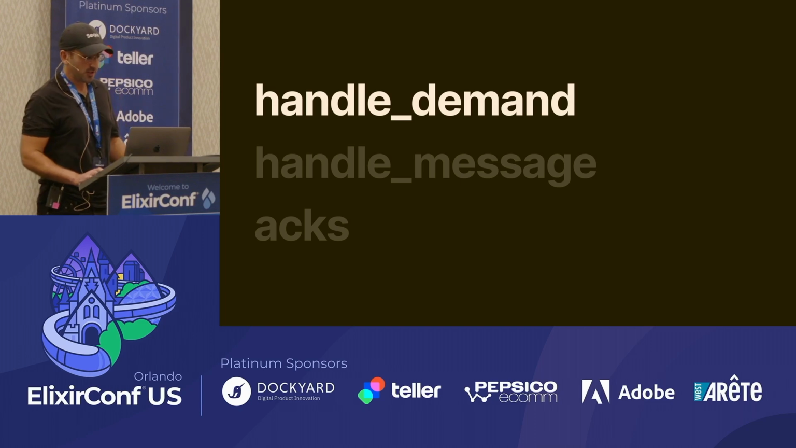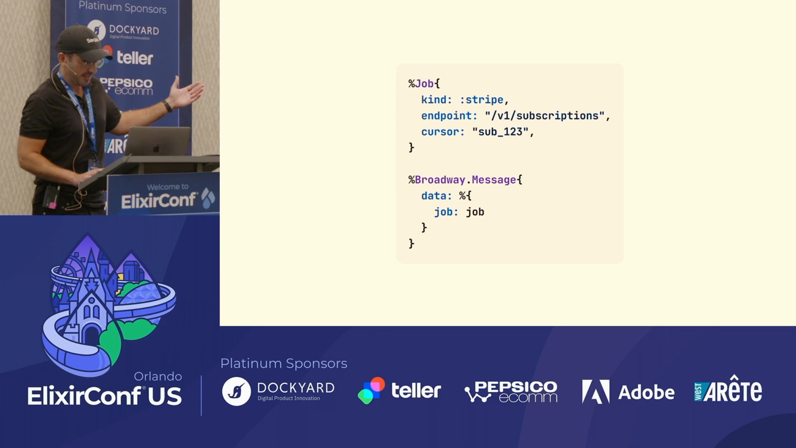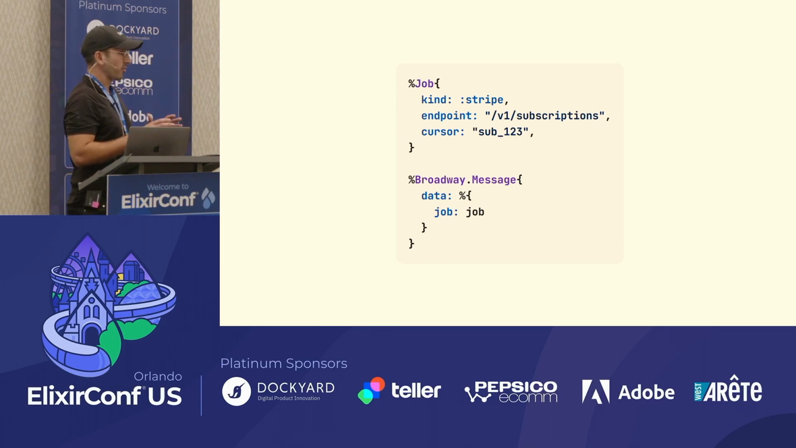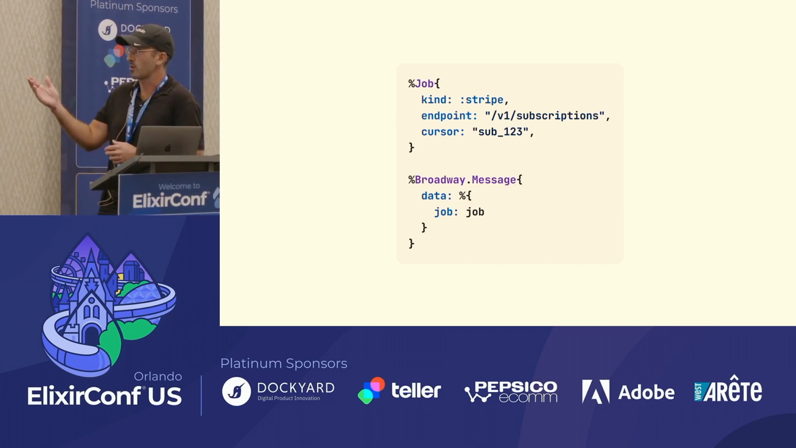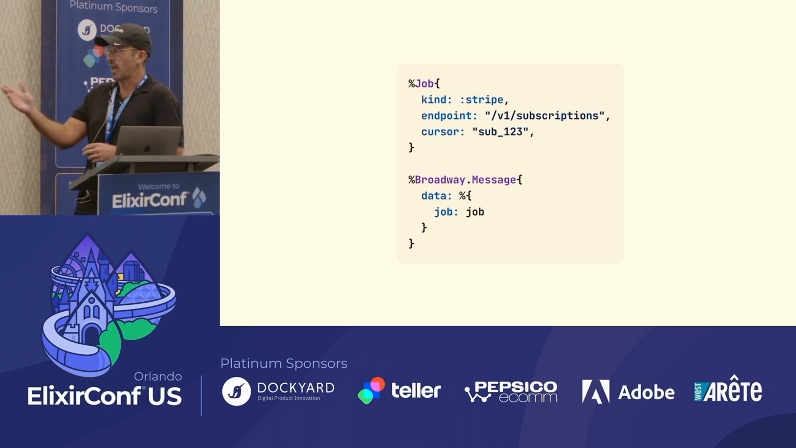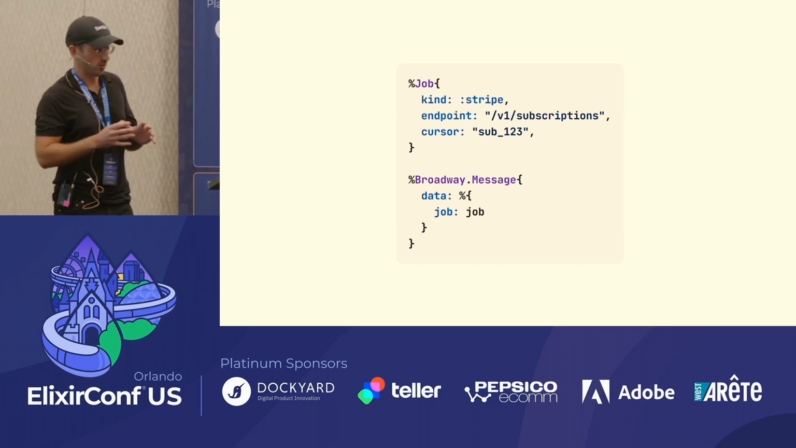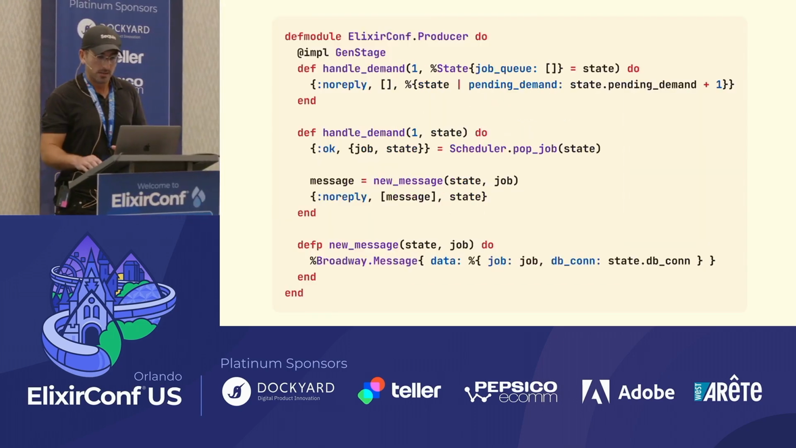So these are the different steps we'll go through in the pipeline. The data structures we'll use, just keeping it super simple. We use a bunch of different structs to basically create all of our different jobs in our system. So here's a very simple one, it just describes an endpoint we want to pull and a cursor we can use for that endpoint. And then we wrap that in a Broadway message, which is what Broadway has you use to pass messages down the pipeline.